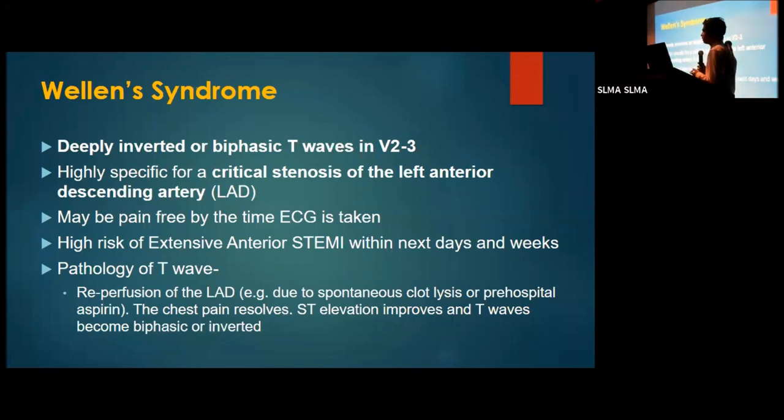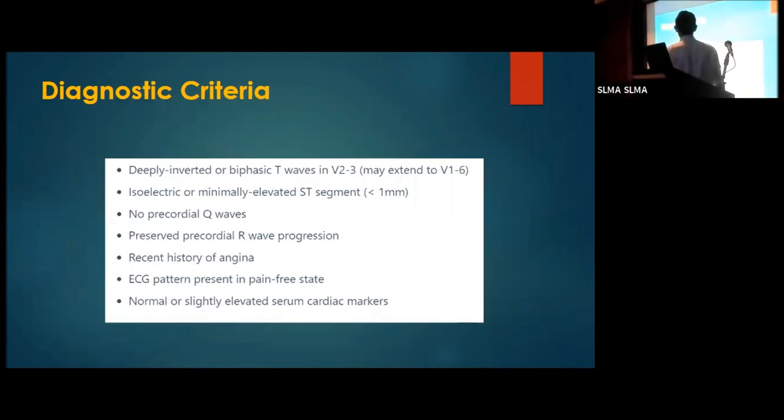The pathology behind it is that there will be some element of necrosis of the anterior myocardium, which is why the patient has a low ejection fraction, like 50, with some mild degree of hypokinesia. At the same time, there is a spontaneous clot lysis, so there's no total occlusion, and that will establish the flow to the distal myocardium. Because of that, the patient does not end up with ST elevation. In fact, these biphasic T waves appear because of that. The diagnostic criteria is very easy: deep or biphasic T waves in V1 to V3, and minimal ST segment elevation of less than 1 millimeter.